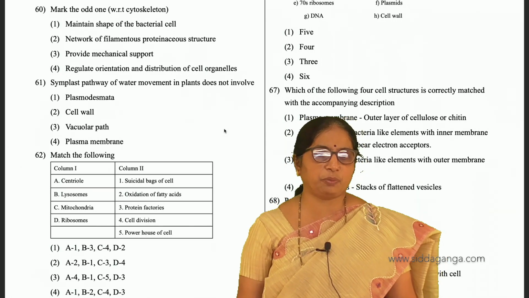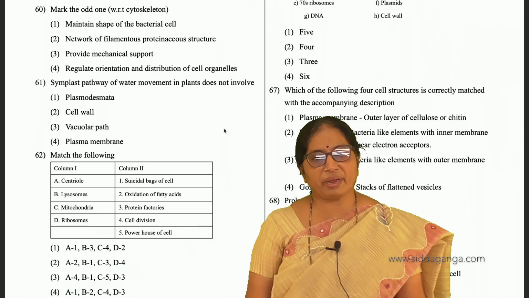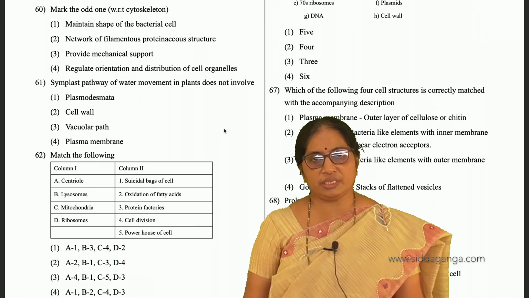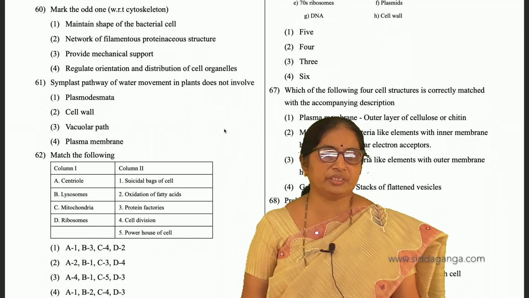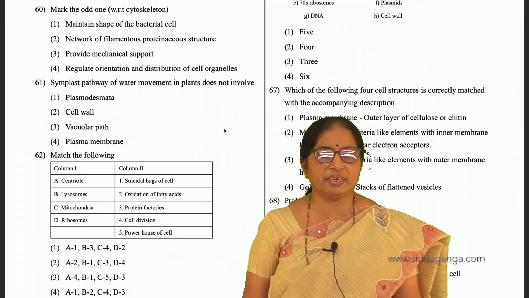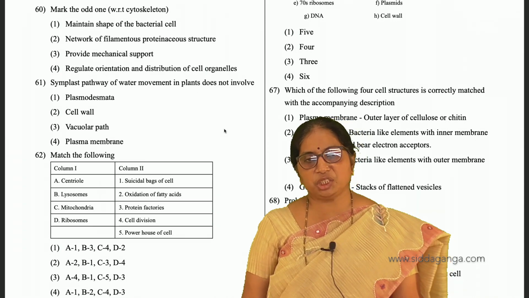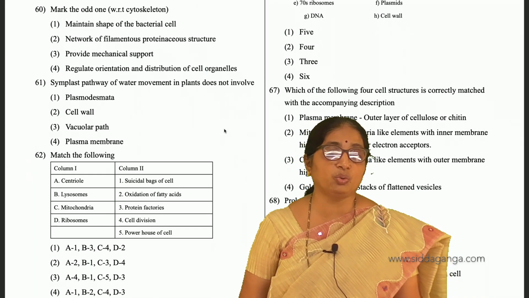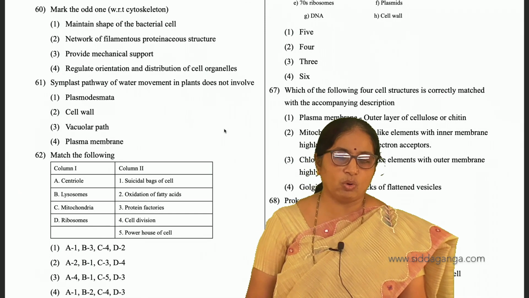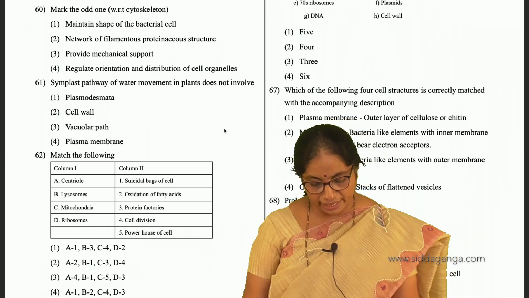Network of filamentous proteinaceous structure, of course cytoskeleton are, and they provide mechanical support to the eukaryotic cells is also right. They regulate orientation and distribution of cell organelles is also right. But bacteria is a prokaryote and therefore the odd one is maintain shape of the bacterial cell. It's not the right answer. It will maintain the shape of the eukaryotic cell can hold good there. Therefore, the odd one is option 1, maintain shape of the bacterial cell.